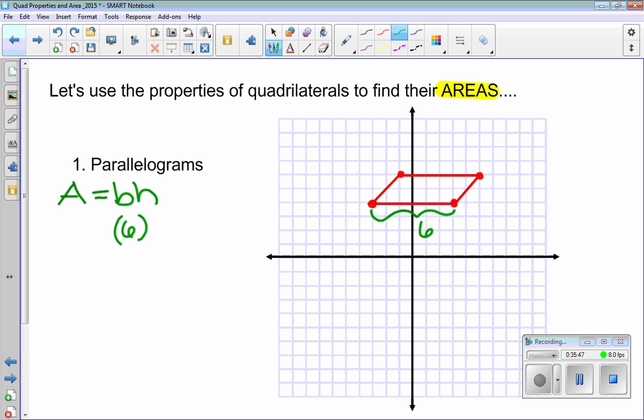How'd you get 2? Go ahead, Julian. From what to what? From the base to the... So between the top and the bottom, you could kind of draw it anywhere. I'll just draw in a couple of them. That's a height, that's a height, that's a height. They're all the same, wouldn't you say?